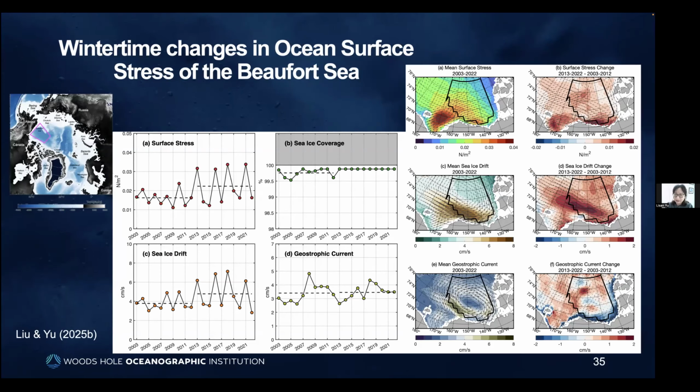On the last slide, we show the wintertime change in ocean surface stress in the Beaufort Sea, and clearly the surface stress has changed dramatically in the recent decade. You can see the last 10 years versus the early 2000s, and the stress has increased. The sea ice drift, which is shown here, has coherent change, and geostrophic currents tend to increase slightly because of the increased stress. Here is the pattern of the change.